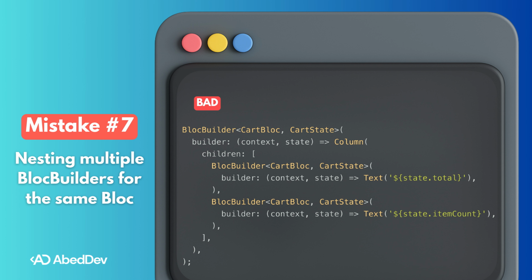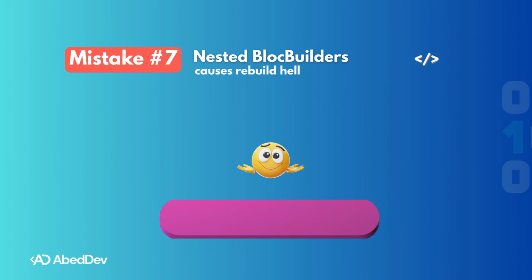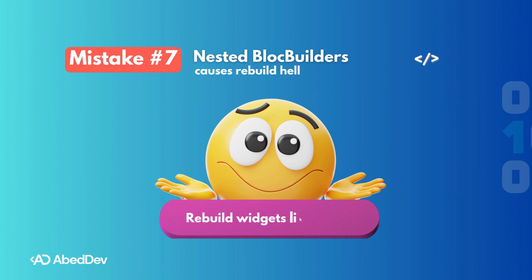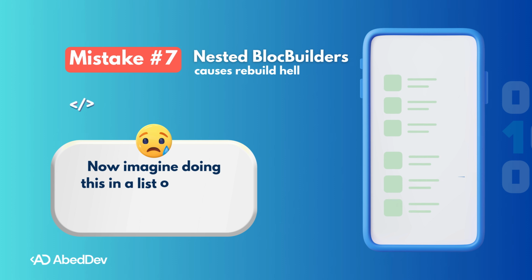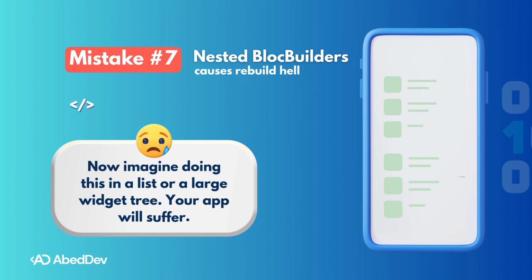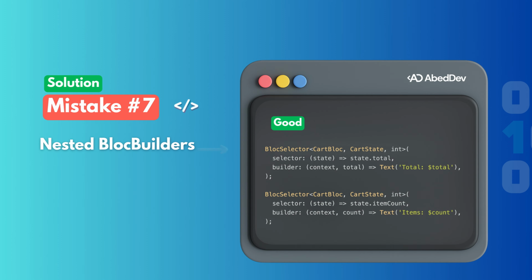Every time any field in cart state changes, all block builders rebuild. Even if only total changes, the item count widget still rebuilds. You end up rebuilding widgets like crazy, even when nothing relevant changed. This slows down your UI and wastes precious performance. Now imagine doing this in a list or a large widget tree. Your app will suffer. So what's the fix?